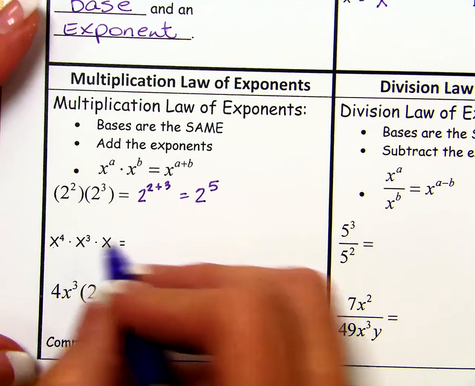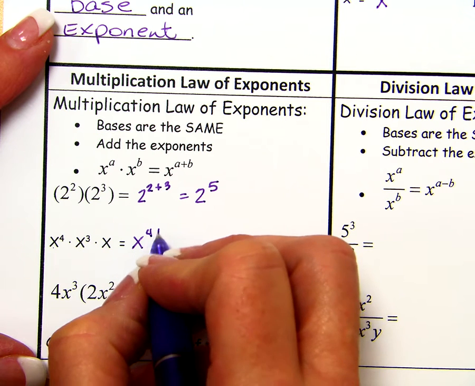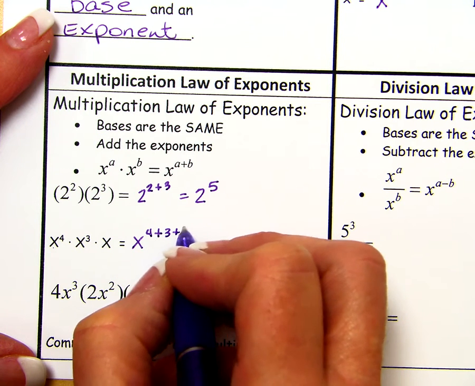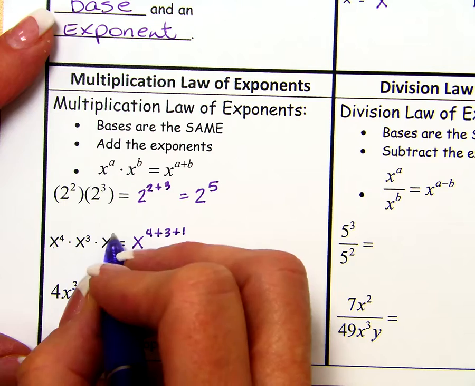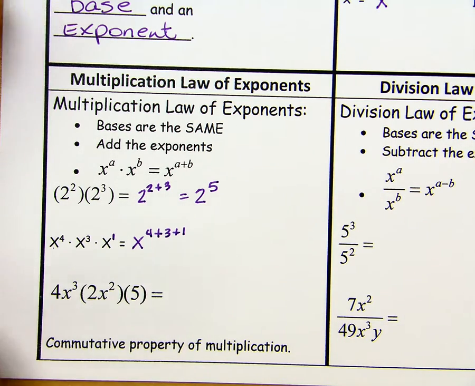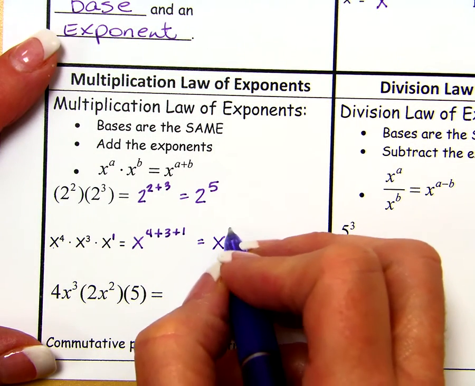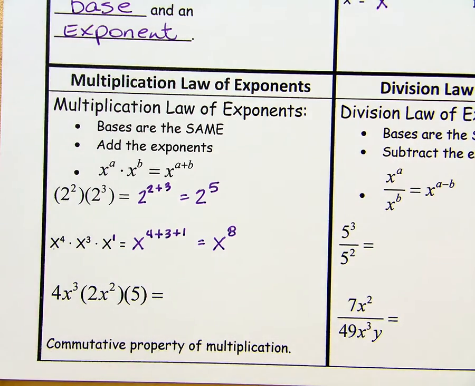X to the fourth times x to the third times x is going to be x to the 4 plus 3 plus 1, because even though this does not have an exponent written there, it does have an exponent of 1. We just don't normally write it down. So simplifying this, we end up with x to the 8th power. In our next example, we have coefficients as well as exponents.